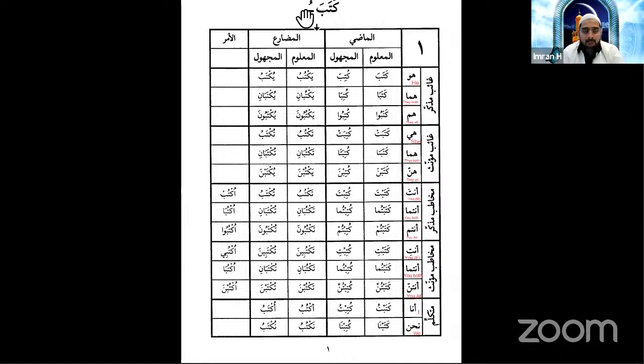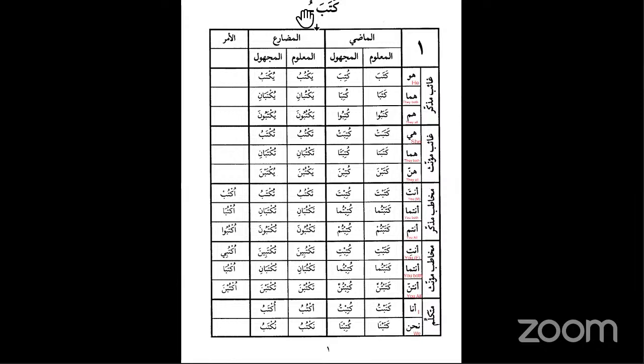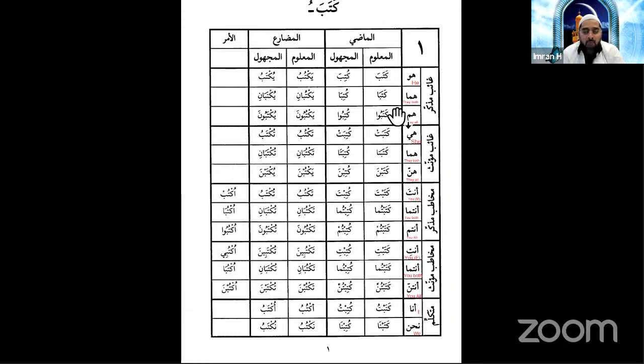So kataba, he wrote. Correct. Kataba, they wrote. I think that's they. Is it male? Yes. So all of the first 3 are male. The next 3 are for feminine. There are 6 for the third person, 6 for the second person, and 2 for the speaker itself.